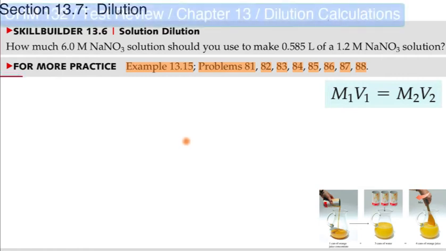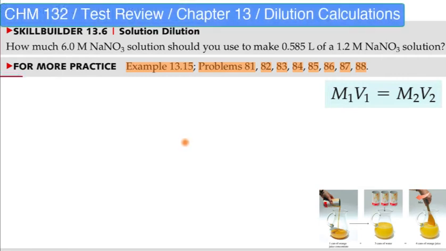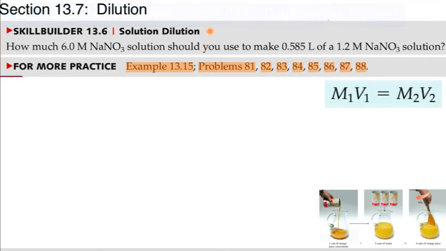And in the last video for the Chapter 13 review, let me go through the process of solution dilution calculation. Very common technique. It's used in many different labs, not just chemistry, but also biology, environmental studies, microbiology, molecular genetics.